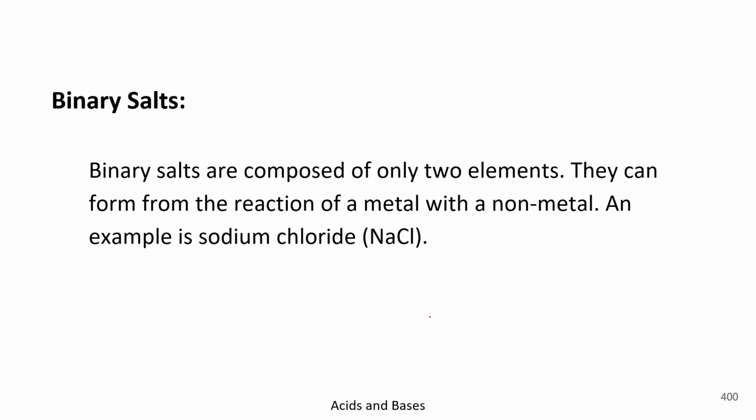Got it? Now the binary salt has two elements, and can form from the reaction of a metal with a non-metal. The best example of it is sodium chloride, where sodium is a metal and chlorine is a non-metal. But they both combine together to form a common salt, which we call the binary salt.